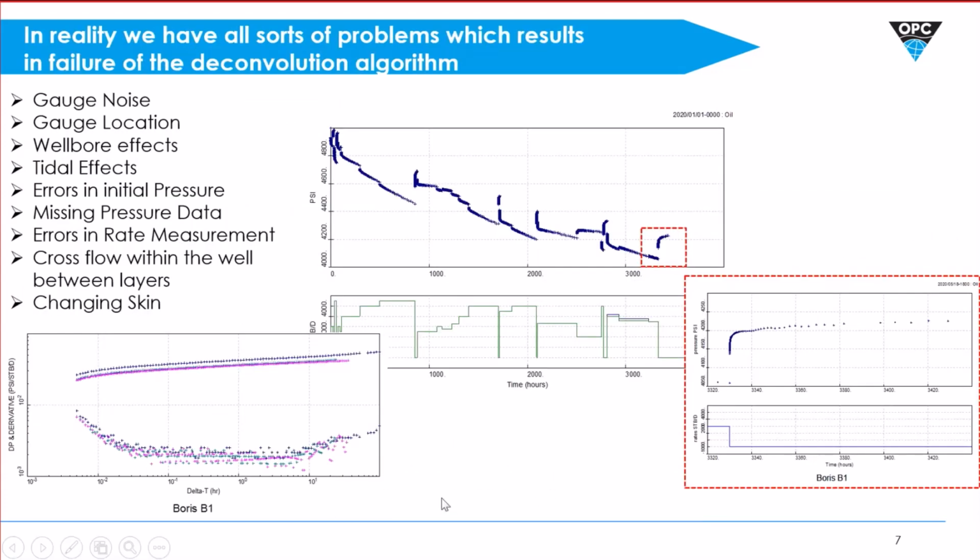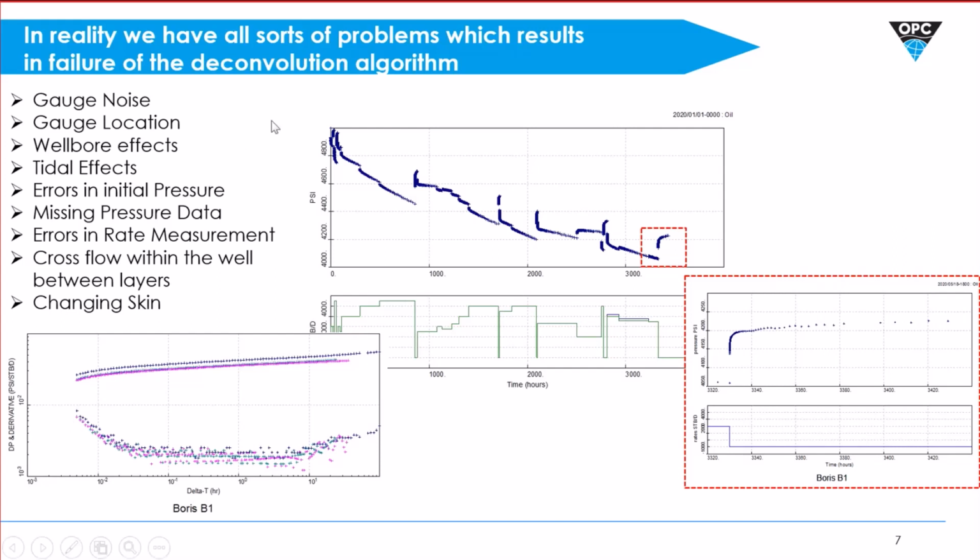Again, in reality, we have all sorts of problems, which results in failure of the automatic pressure rate deconvolution algorithm. So I took my synthetic data and I added in some noise to the data. So let's review some typical noise that you may see in real production long-term surveillance operations.